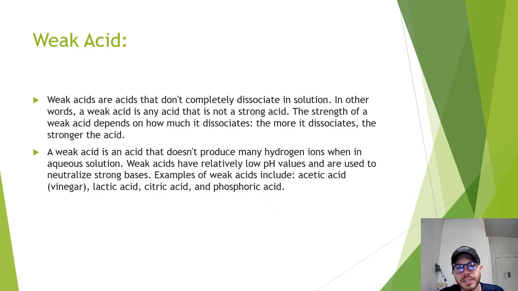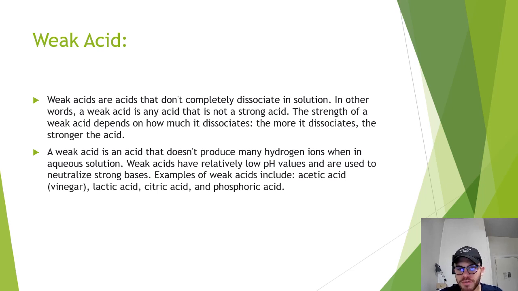What is a weak acid? Weak acids are acids that don't completely dissociate in solution. In other words, a weak acid is any acid that is not a strong acid. The strength of a weak acid depends on how much it dissociates. The more it dissociates, the stronger the acid is. Dissociation is how many hydrogen ions can be produced in an aqueous solution. So a weak acid doesn't produce many hydrogen ions when in an aqueous solution such as water.